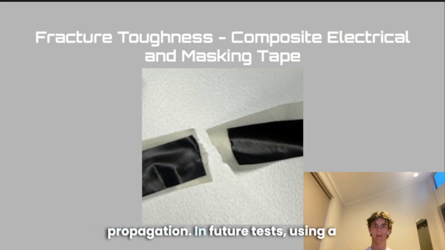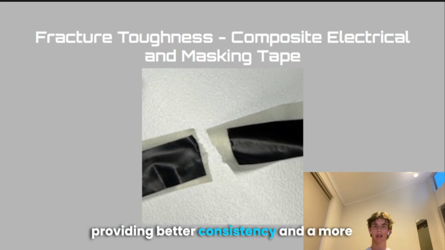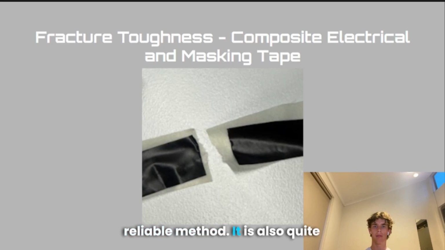for crack propagation. In future tests, using a symmetrical D or triangle style attachment point would ensure that the attached masses direct the load through the centre of the tape each time, providing better consistency and a more reliable method.